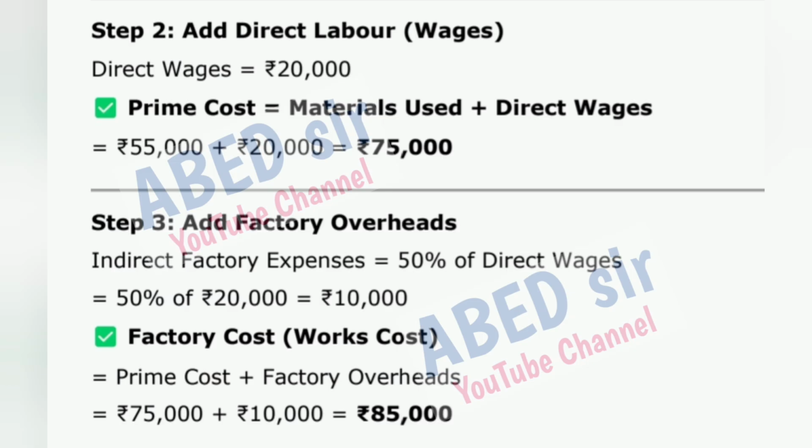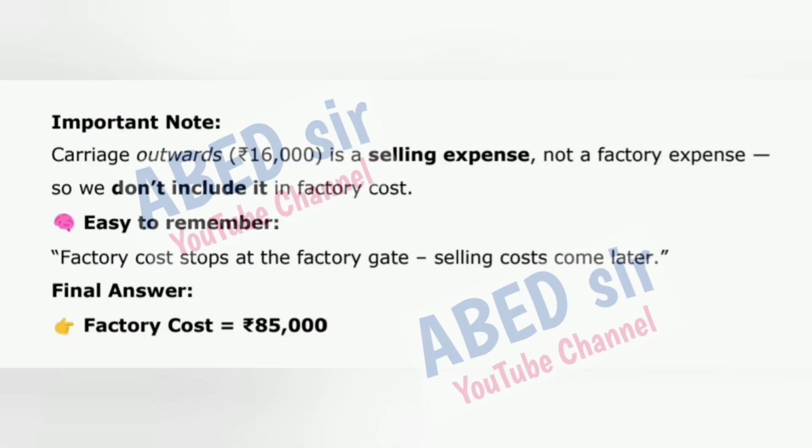Step 3. Add factory overheads. Indirect factory expenses is equal to 50% of direct wages is equal to 50% of 20,000 rupees is equal to 10,000 rupees. Factory cost, works cost is equal to prime cost plus factory overheads is equal to 75,000 rupees plus 10,000 rupees is equal to 85,000 rupees.